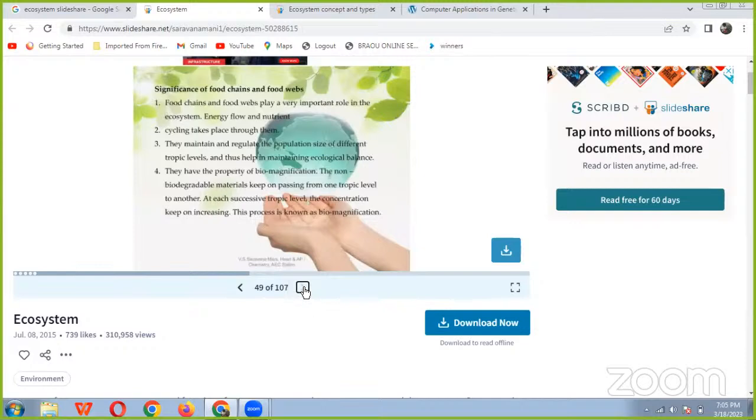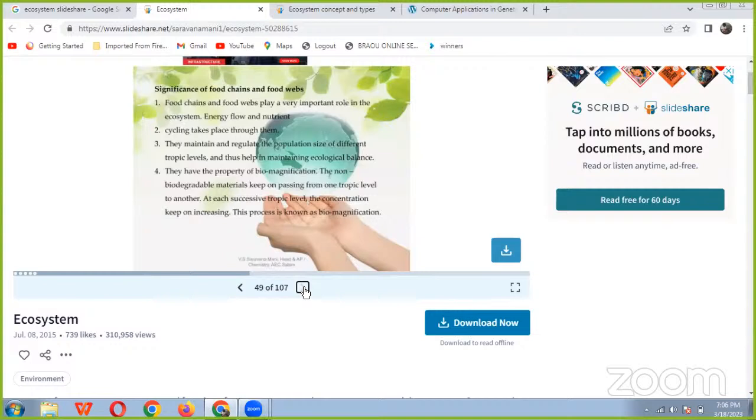What is the significance of the food chain and the food web? Food chains and food webs play a very important role in the ecosystem and energy flow. The cycling takes place through this process. They regulate the population size at different trophic levels and help in maintaining ecological balance. So the food chain and food web are very important for maintaining the ecological balance.